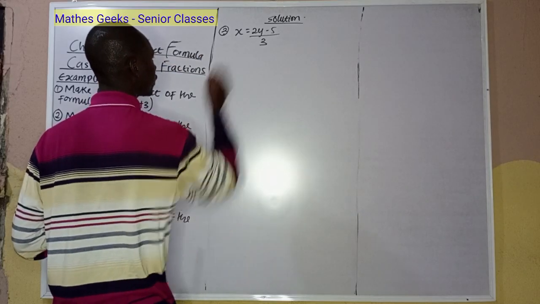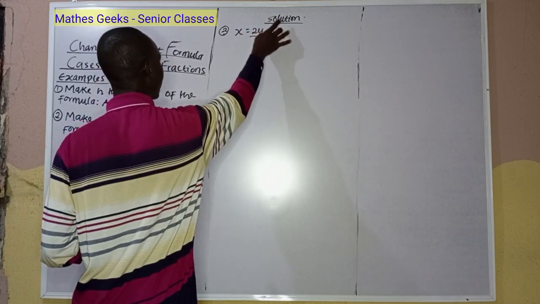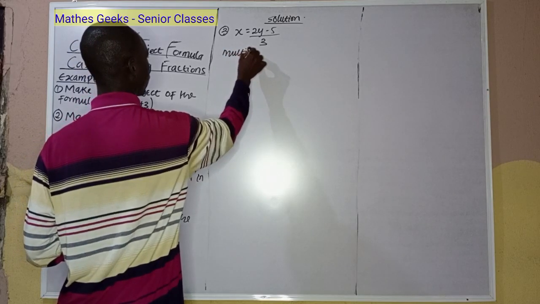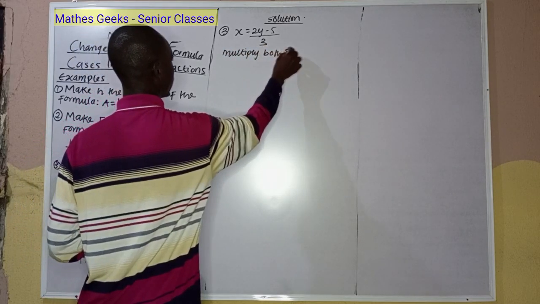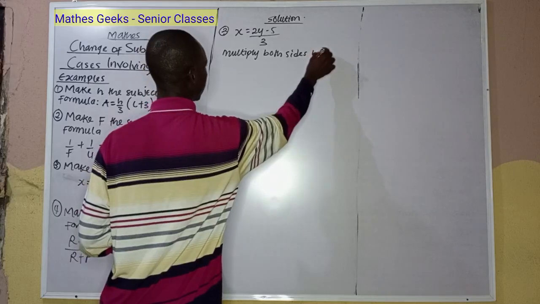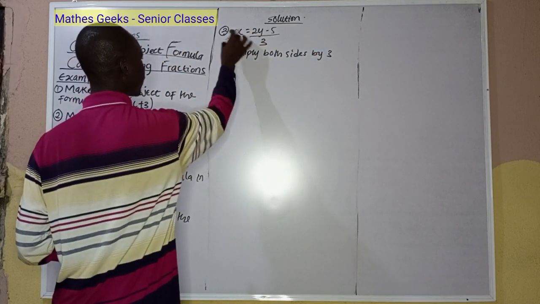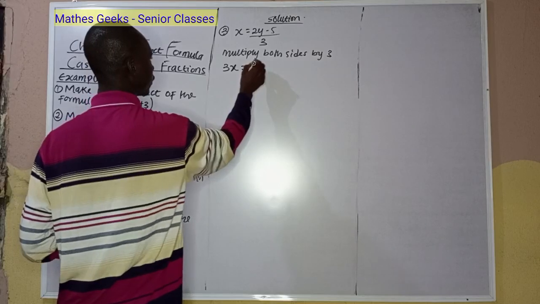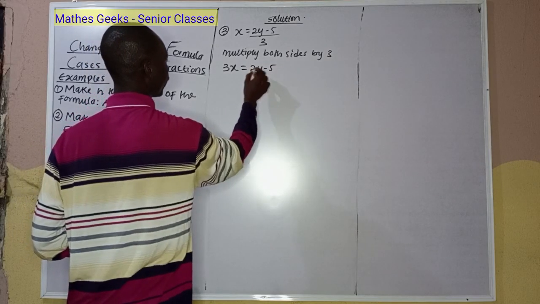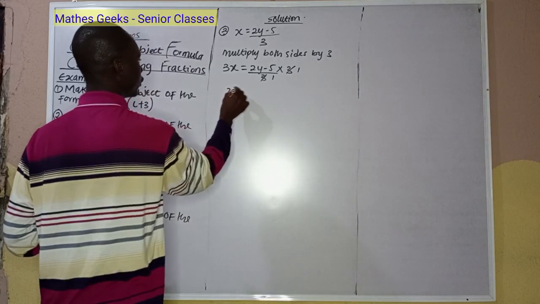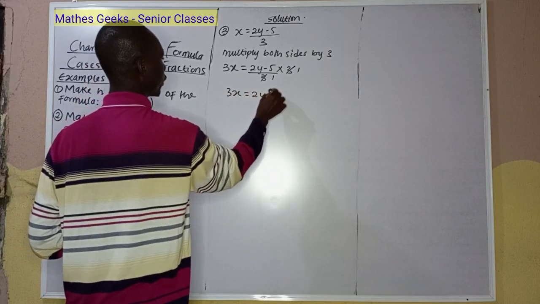Since 3 is related to 2y minus 5 by division, we're going to multiply both sides by 3. When you multiply both sides by 3, 3 times x will give you 3x. It equals 2y minus 5 over 3 times 3, and the 3s cancel. So 3x equals 2y minus 5.